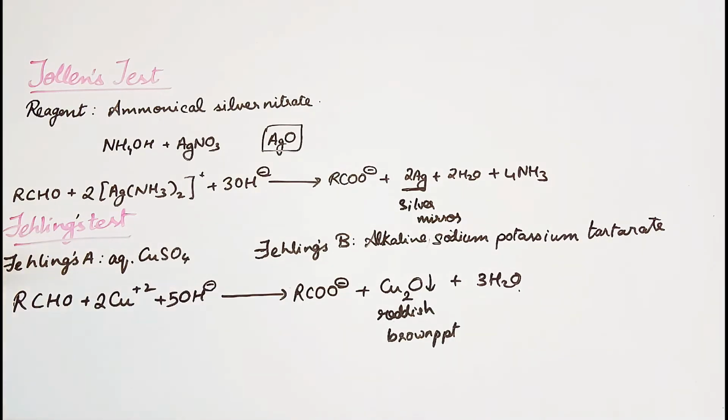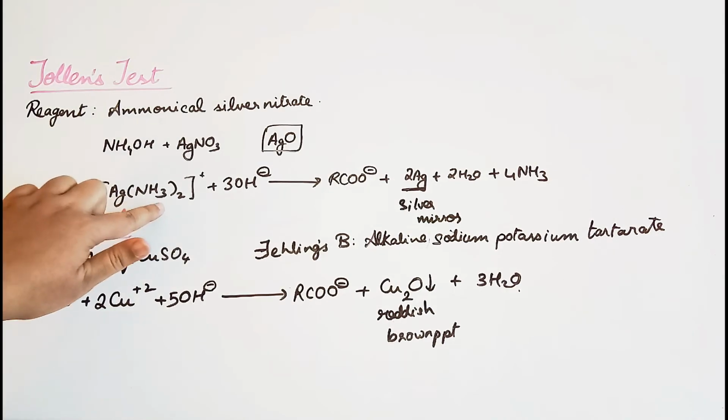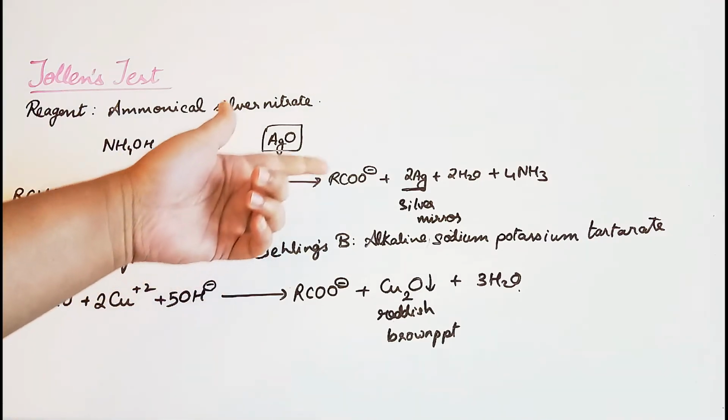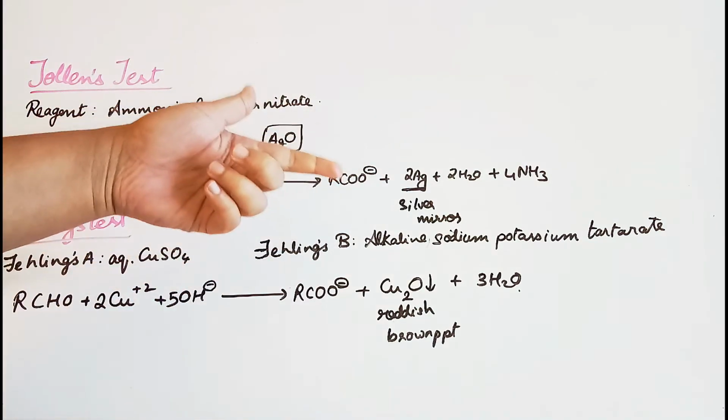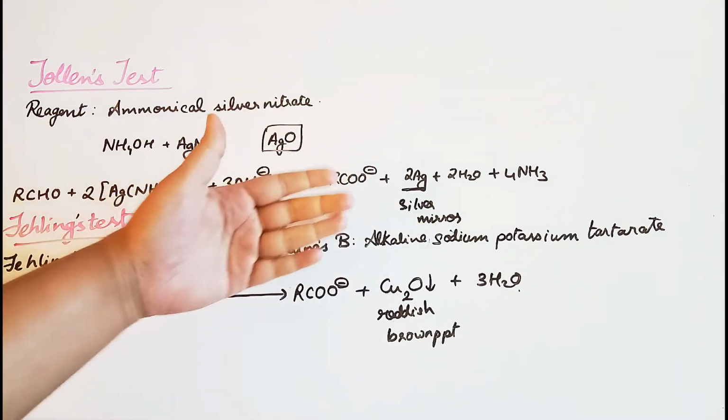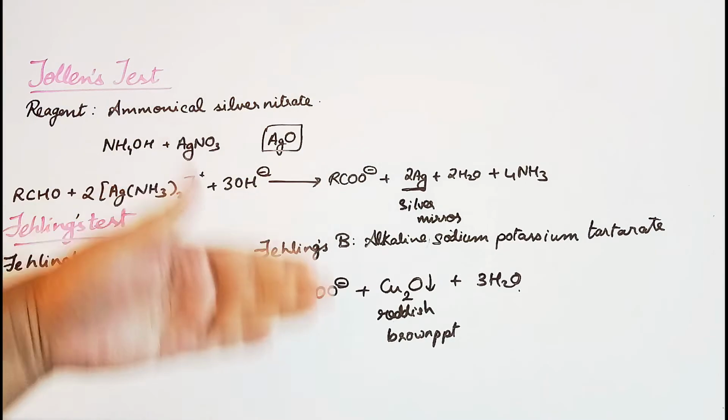To recap, in Tollen's test, the reagent used is ammoniacal silver nitrate, which is denoted by the formula [Ag(NH3)2]+ complex plus 3OH minus. The aldehyde undergoes an oxidation reaction with Tollen's reagent to lead to the formation of the corresponding carboxylate ion. The silver, which separates out, gives a silver mirror on the inner side of the test tube.